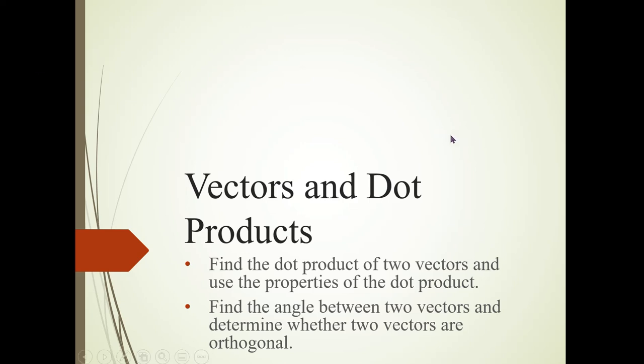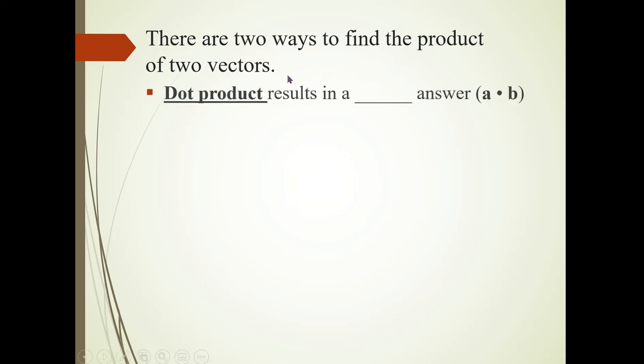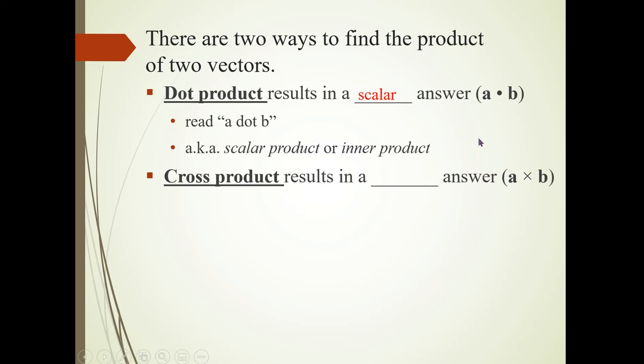Vectors and dot products. There are two different ways that you can find the product of two vectors. One is called the dot product, and when you do the dot product of vectors, the result is a scalar. When we represent the dot product, we use the dot there. So vector A dot vector B, we read that as A dot B. Sometimes the dot product is also called the scalar product or the inner product. That usually depends on your textbook publisher or even what country you're in.